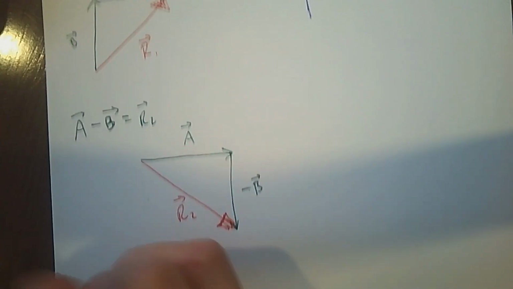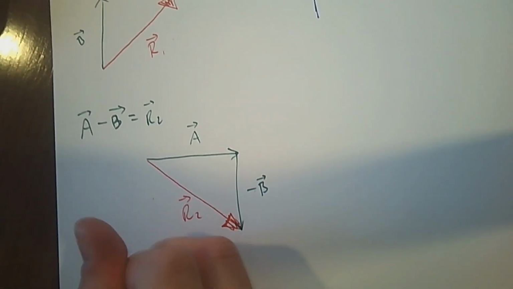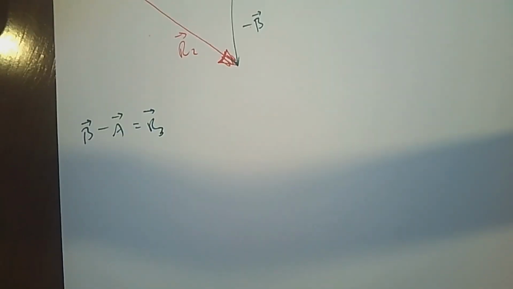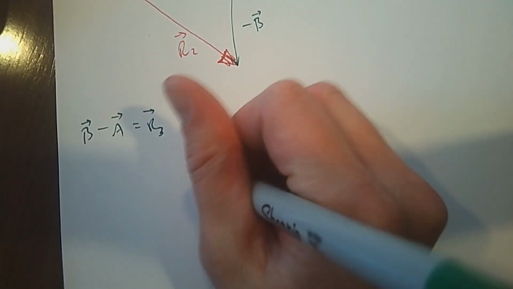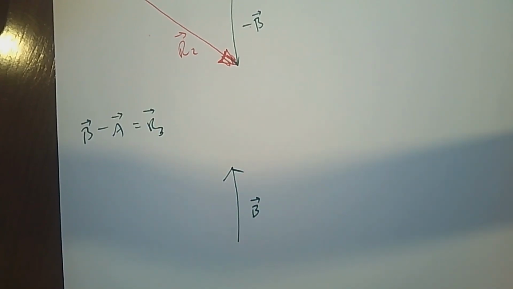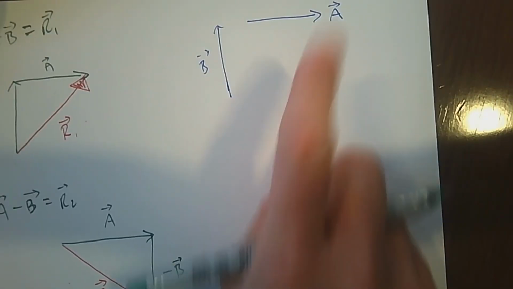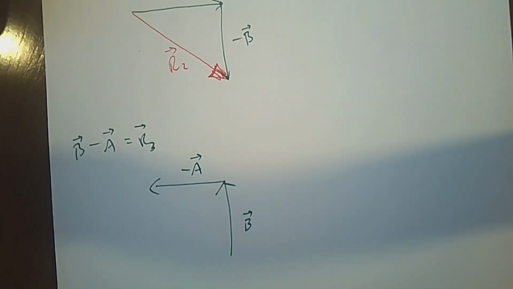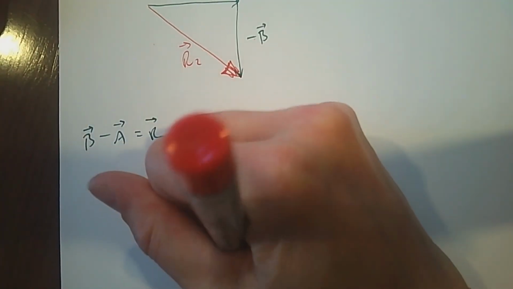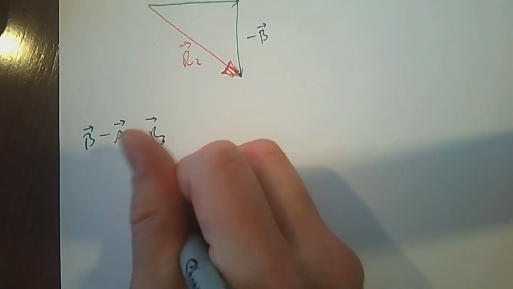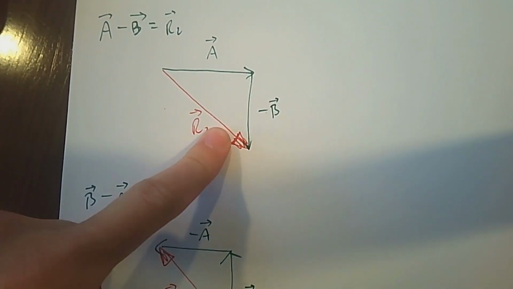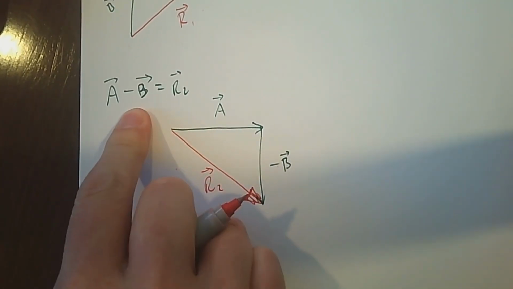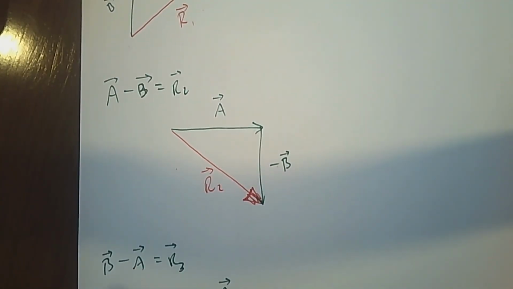Now we have B minus A. So let's take vector B and let's line it up tip to tail with a negative A. A points right, the negative A is the same size, pointed left. So tip to tip, tail to tail gives me a resultant, R3. That's 180 degrees of this one here. So be careful. That is not the same operation as that.